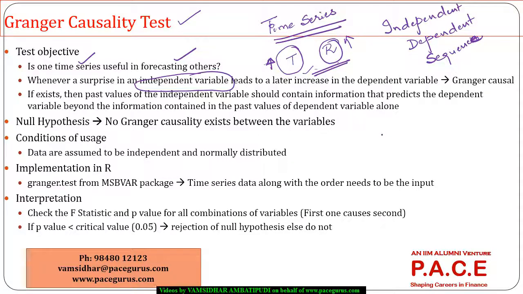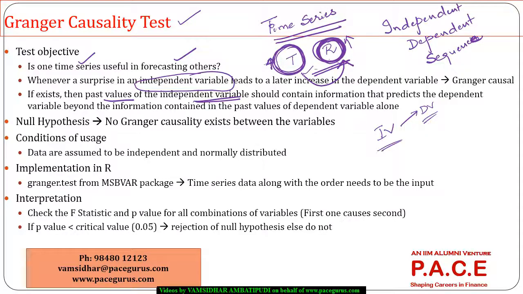So this month's independent variable leading to the next month's increase in the dependent variable, then we are trying to bring the Granger causality into the picture. The other way we are saying is, if we find that the variables are Granger causal, then the past values of the independent variable, so the past values of the telecom sector returns, should contain the information that will predict the reality sector returns beyond the information contained in the past values of this alone. So not just the past values of this alone.